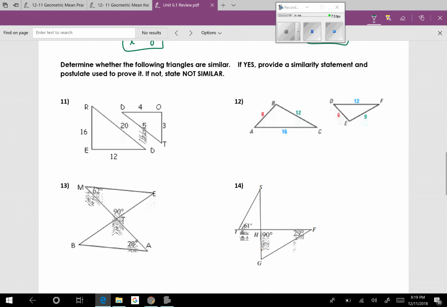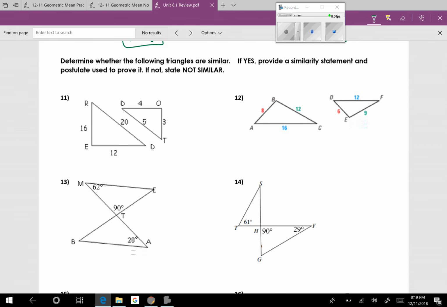All right. Now on these ones here, it says determine whether the following triangles are similar, and you have to put the similarity statement if they are, and if they're not, you just put not. So on number 11, we have all these sides. So they're going to want us to see if this works by using side, side, side. So match your small side with your small, medium with medium, large with large.